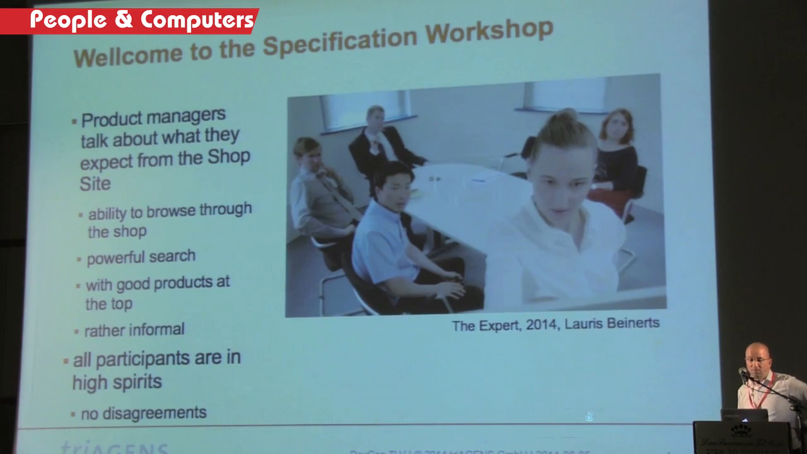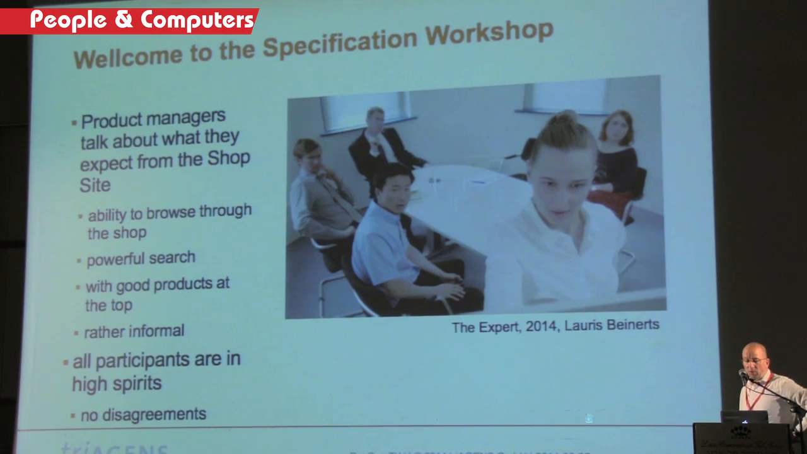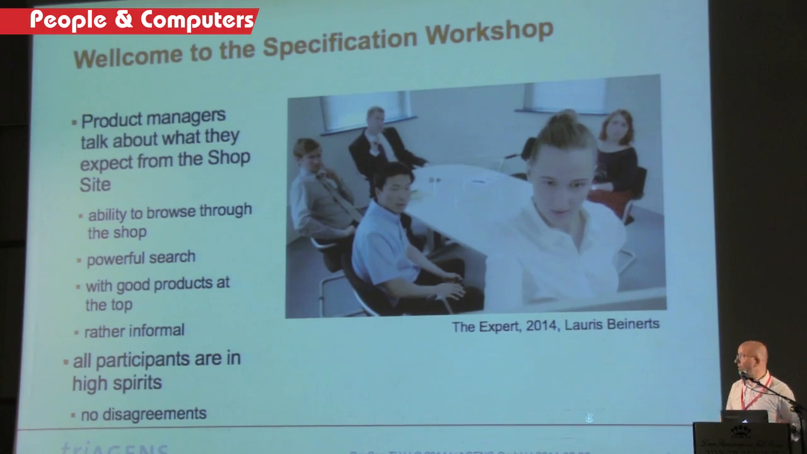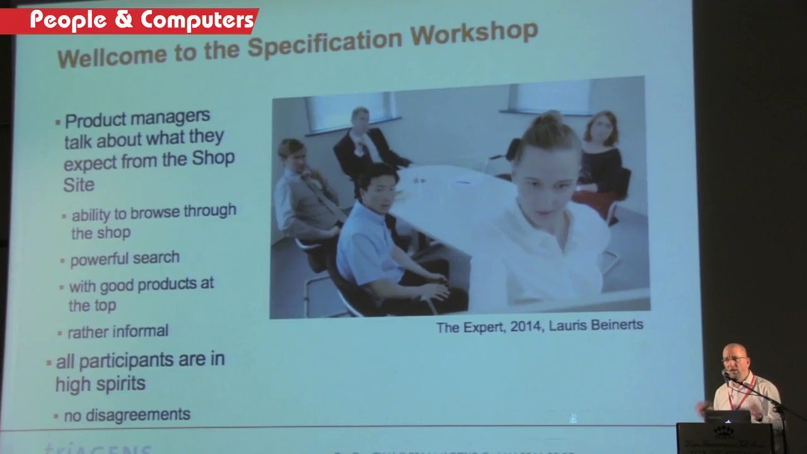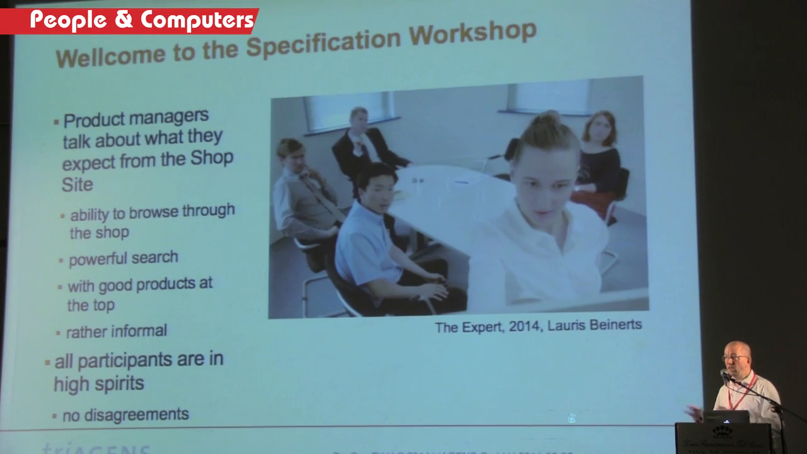It starts off well enough with a specification workshop where the product managers just talk about what they expect from this web shop. So they tell the developers that they want the users to be able to browse through the web shop, selecting the stuff that they want. Of course, there needs to be a search, and the good products need to be on top of the result list. And all this talk is rather informal. But all the participants are in very high spirits, and there is no disagreement, probably because all the issues where there might be conflict are not even talked about.